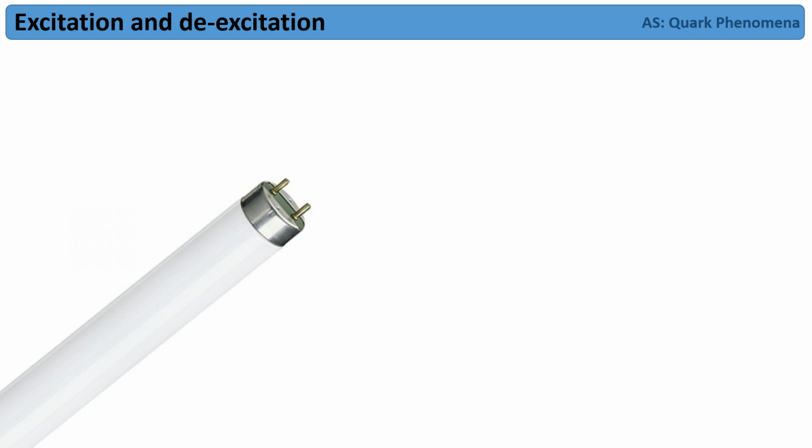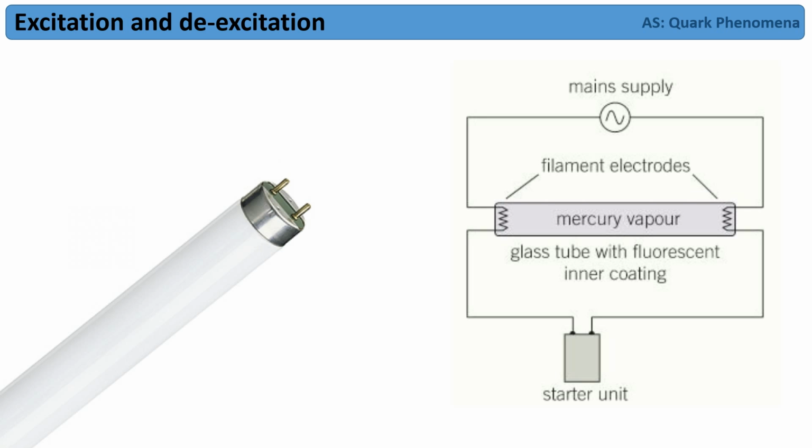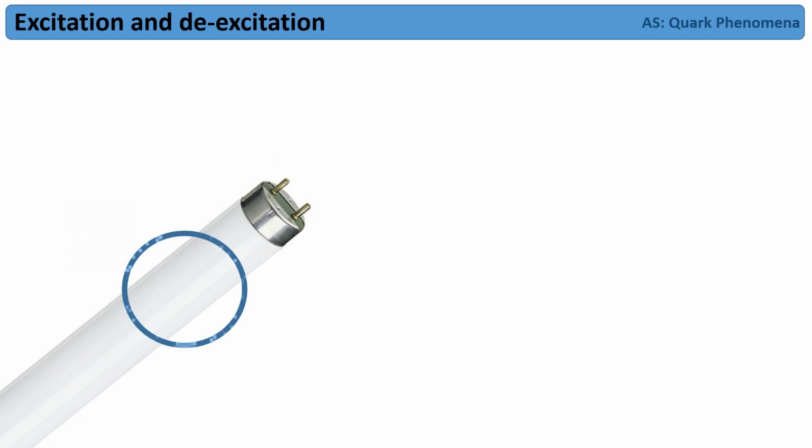So this is what our fluorescent tube looks like. And when you switch it on, you have a starter unit that provides enough energy to get the whole thing running. You've got your filament electrodes either end, and that means that you are effectively able to run a current through the mercury vapour and the free electrons that are within that mercury vapour.